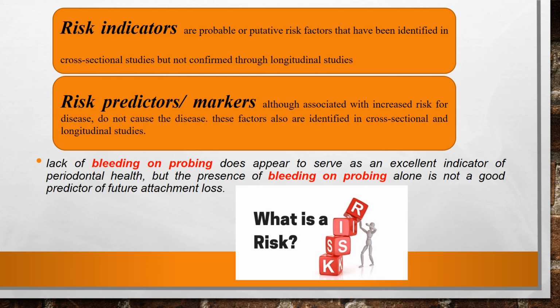And risk predictors or markers are also associated with increased risk for disease, but they do not cause the disease. These factors are identified in both cross-sectional and longitudinal studies. For example, the lack of bleeding on probing does appear to serve as an excellent indicator of periodontal health, but the presence of bleeding on probing alone is not a good predictor of future attachment loss. That is a risk predictor. We will go into the details of each one.